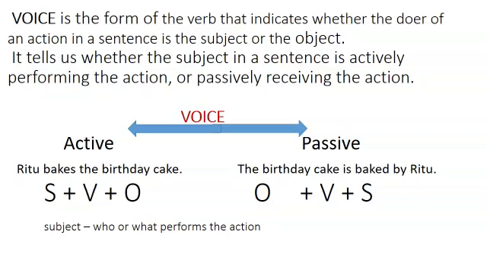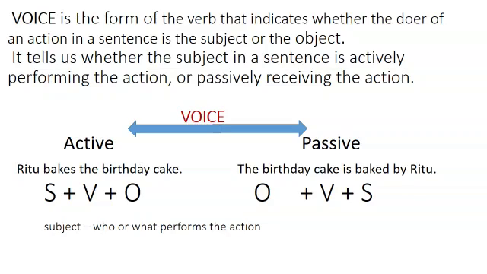Let's take an example. Ritu bakes the birthday cake. Another way of writing the same sentence is the birthday cake is baked by Ritu. So in the first sentence, Ritu is actively performing the action. Ritu bakes the birthday cake. Whereas in the second sentence, we can see that Ritu has become the receiver of the action.